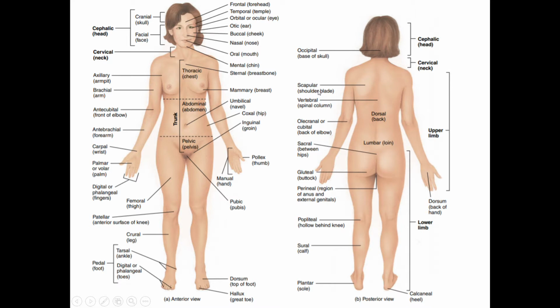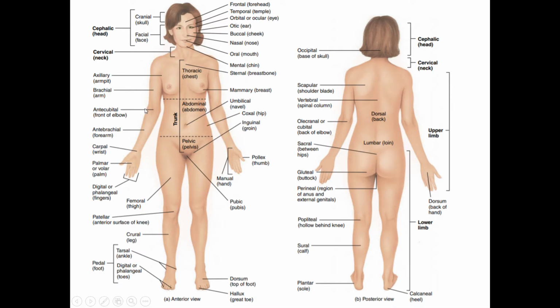For example, if you receive a tetanus shot in your gluteal region, what part will be injected? Your gluteal region is your buttocks. So if you receive a tetanus shot there, it will be on your buttocks. That's just an example. We will memorize all of these regional and directional terms.